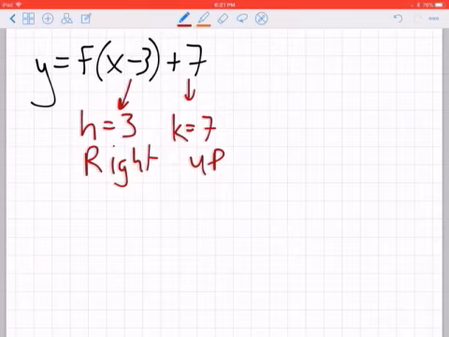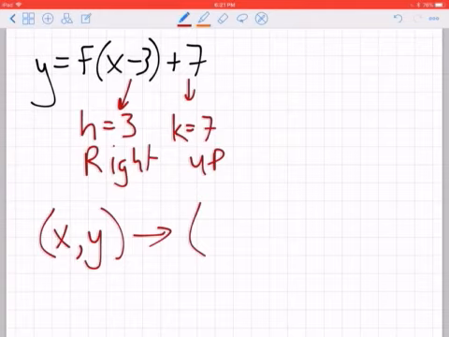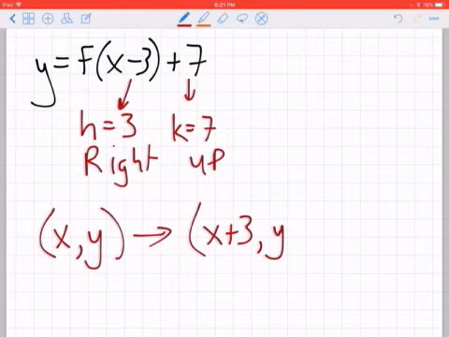So if we're doing our function mapping, we start with x, y, and we're going to map to those new points. That means we're going to change our x value to be adding 3, and we're going to change the y values to being plus 7.